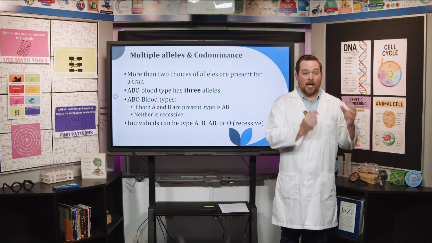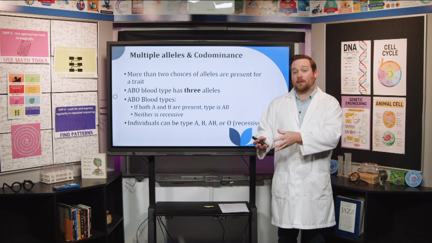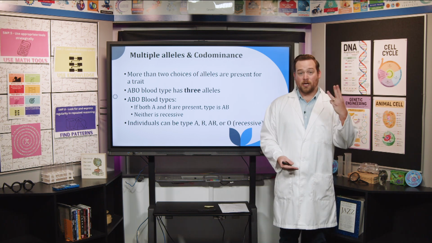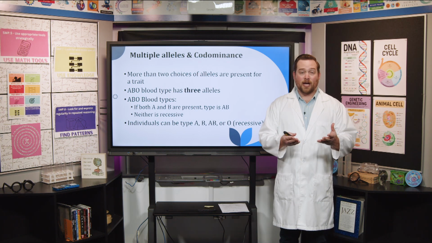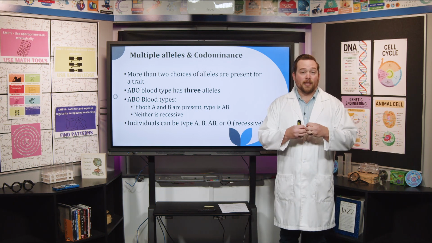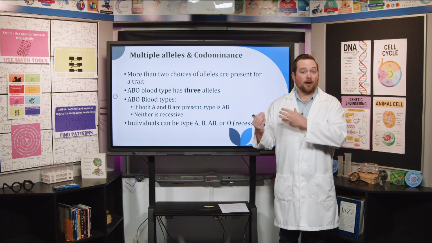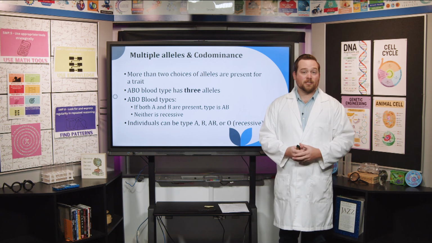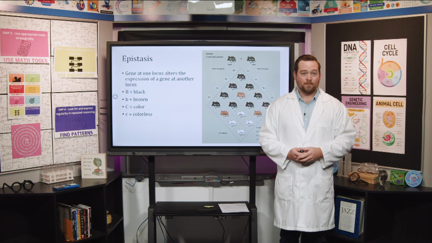You can be type A, type B, type AB, and type O. Okay, so this is an example of multiple alleles. There are 3 alleles in your blood type, and they're also codominant. The A and the B are codominant, and that O type is recessive to all of them, okay? And we'll look at some examples of this towards the end of the class, okay?